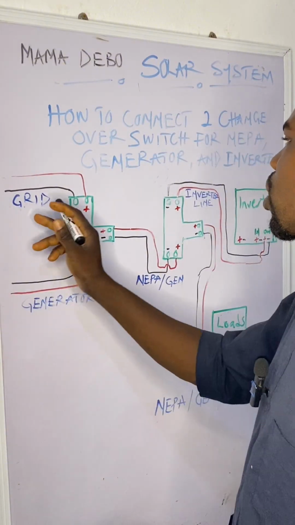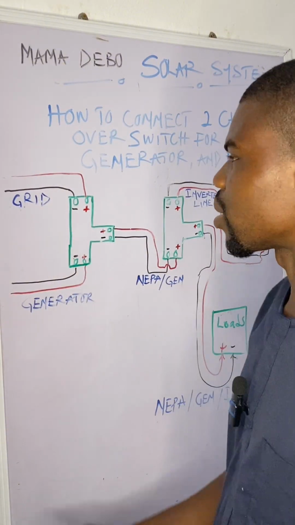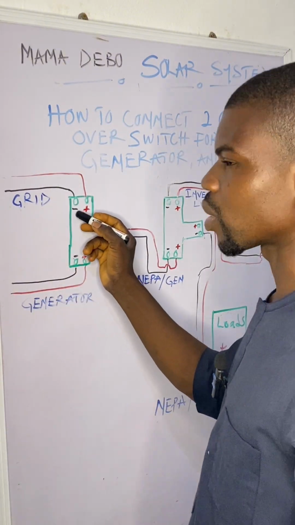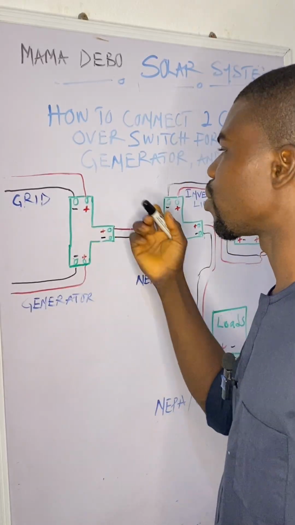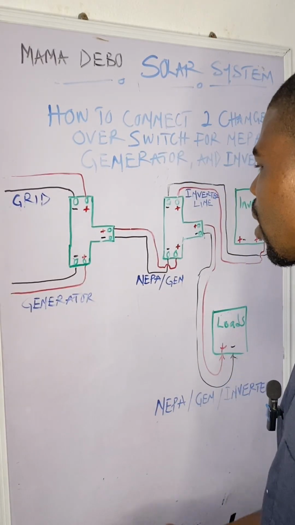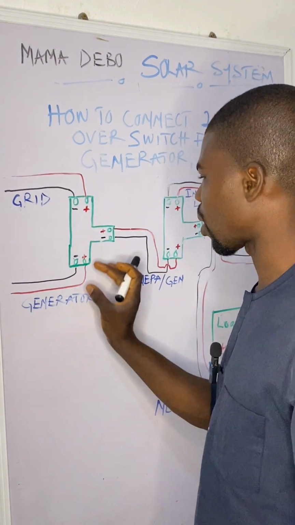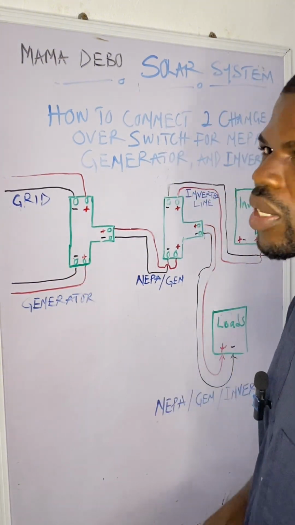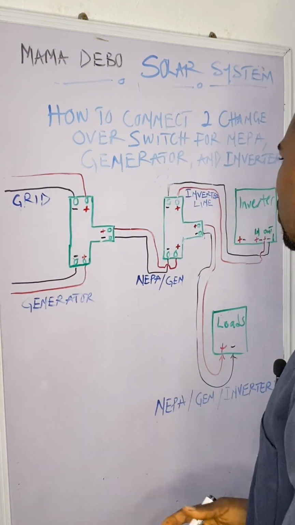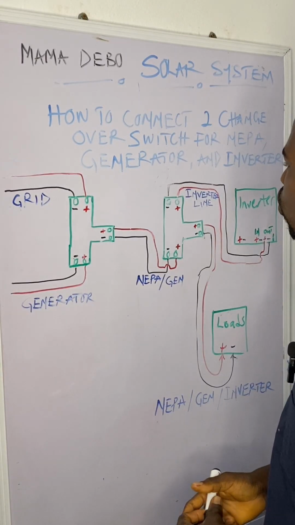What you need to do is check which one is positive and which one is negative. The positive will be connected to the positive terminal. Likewise, the negative will be connected to the negative terminal. Likewise, for your generator, the positive will be connected to the positive terminal and the negative to the negative terminal. Now, this is what you are going to do.